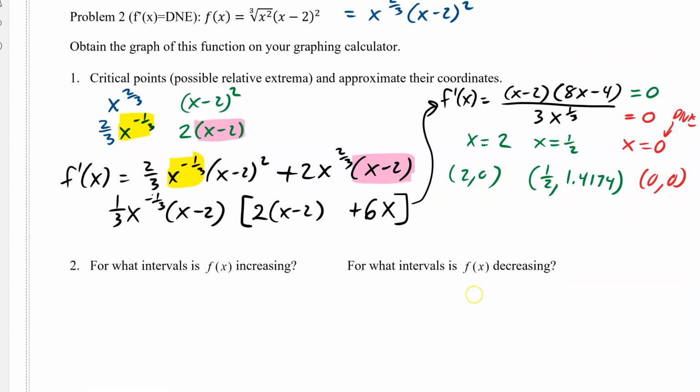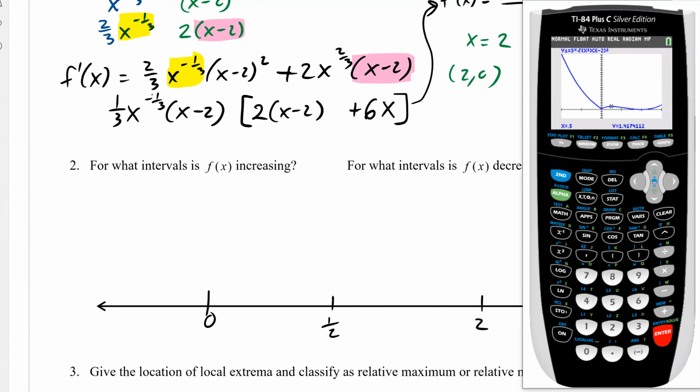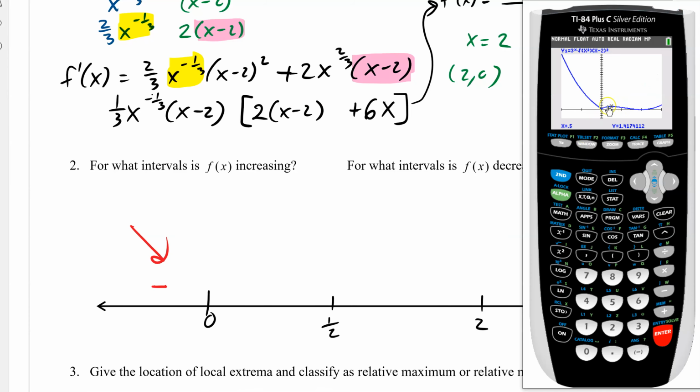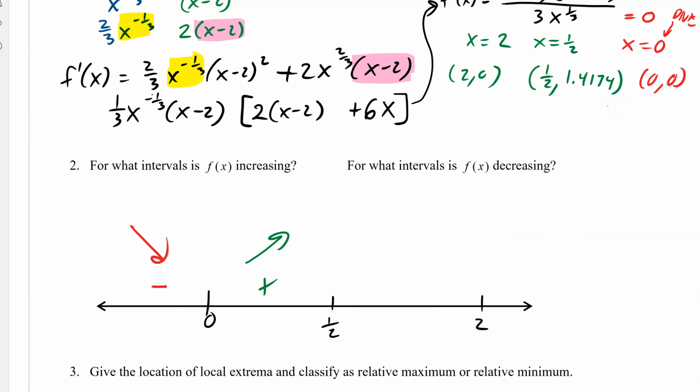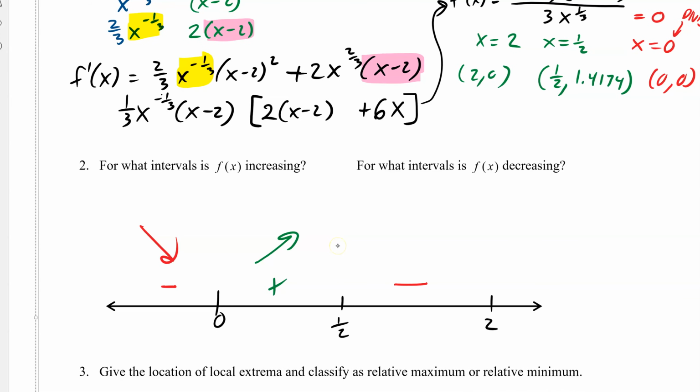Now, for intervals of increase and decrease, we're going to do this nice and quick. So we plug 0 in, and then 1/2, and leave some space for some work, and then 2, and then we go to our calculator and we interpret. So it's decreasing, so we know that one's going to come out to be negative. And then it's increasing, so we know that one will come out to be positive. And then it will be decreasing and then increasing from there as well. So negative, decrease, positive, increase.